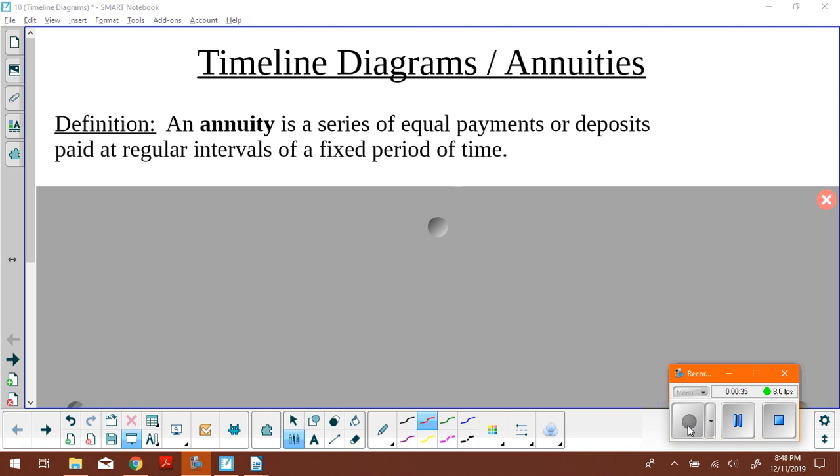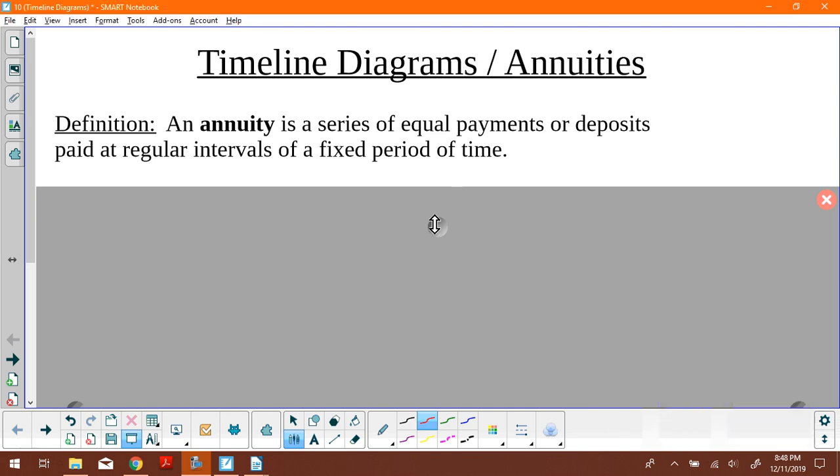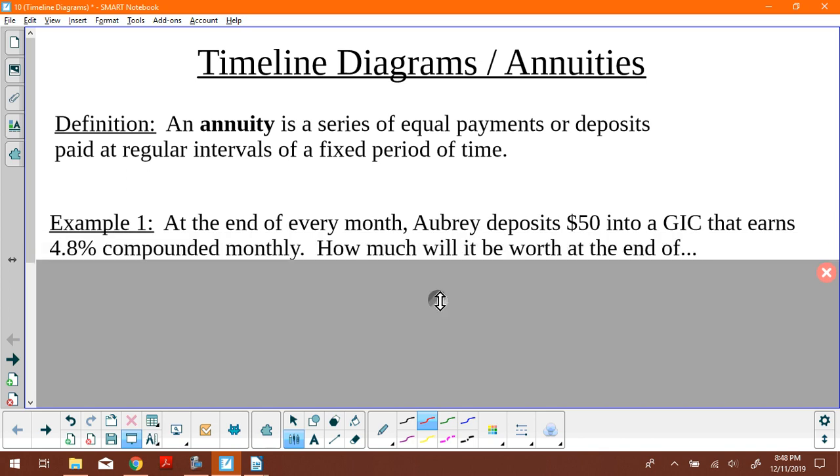So an annuity is a particular situation where you're making a series of equal payments or deposits at regular intervals over a fixed period of time. Okay, so you're just making the same amount over and over again at regular intervals. To show how this works, we're going to do this with an example. We'll get into it right away.